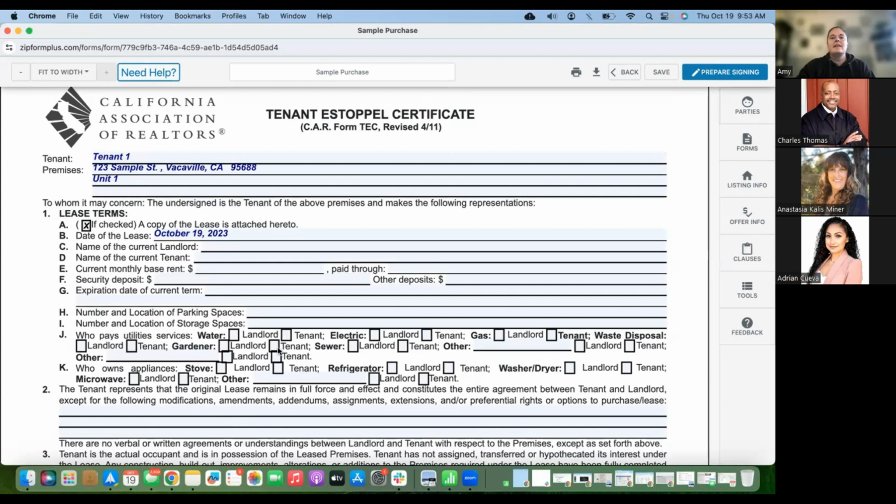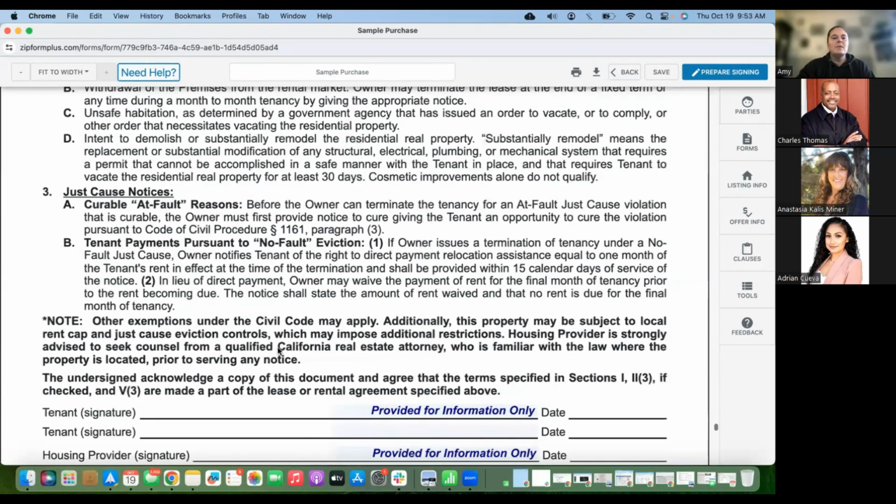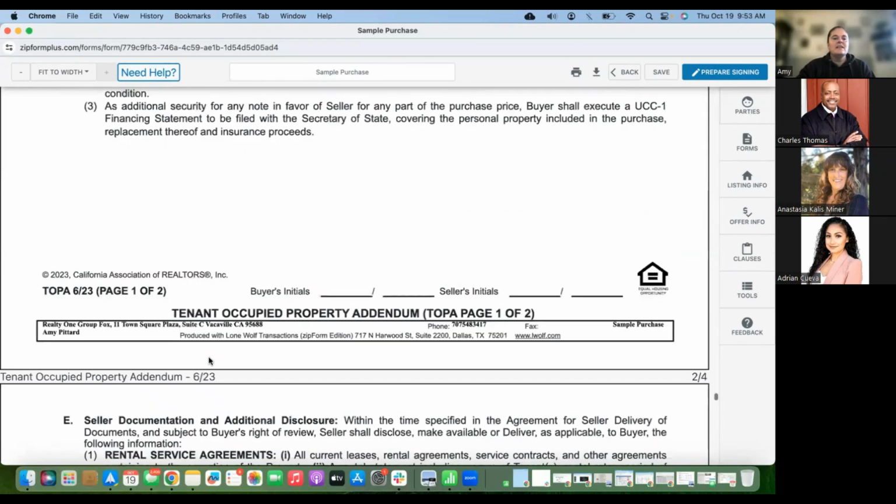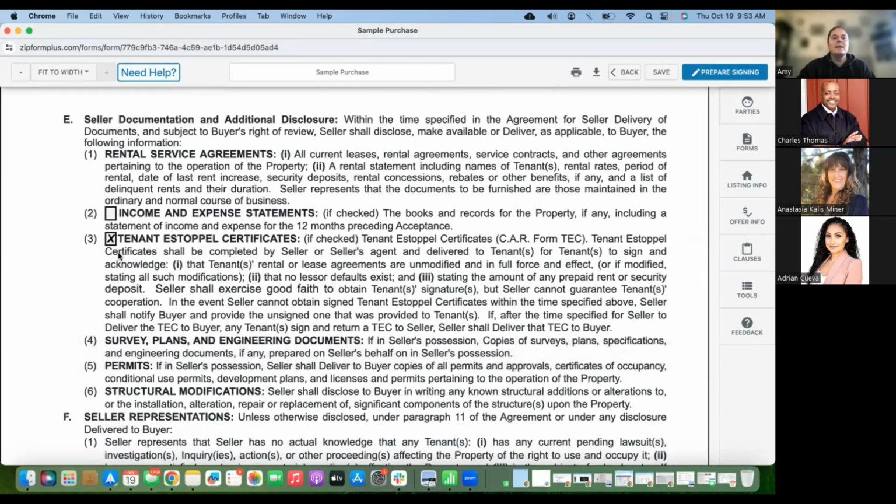And again, that was mentioned up here on the TOPA form. Section 2, tenants remaining in possession. E3, you could check the box for tenant estoppel certificates, and I would absolutely ask for that to be included, because again, you're getting the tenant's willingness to cooperate with the sale. How excited they are about the sale or how willing they are to cooperate with a new landlord is often outlined there in their willingness to make sure it's filled out and signed.